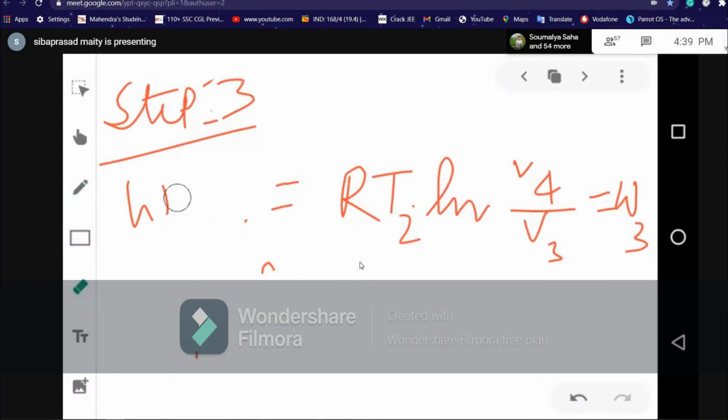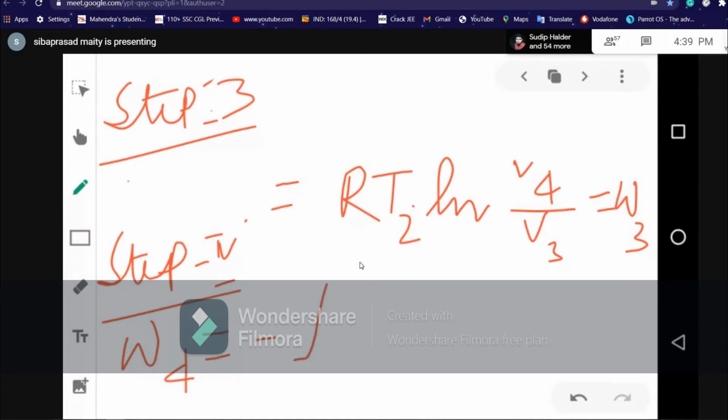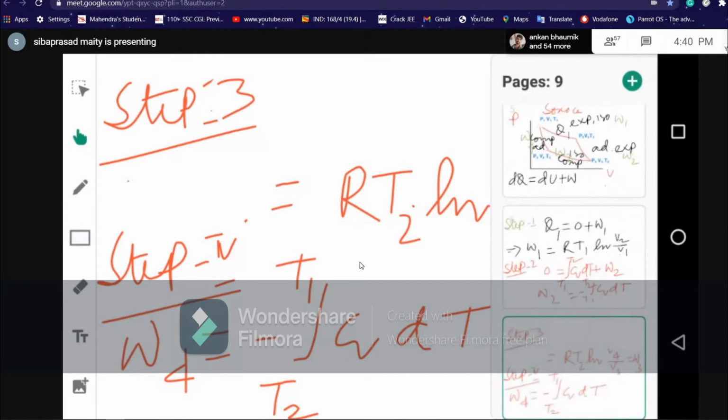The last step is step 4, adiabatic. So W4. As usual, that was T1 to T2, it will be T2 to T1, the reverse process of CvdT. Third is the reverse of the first. Fourth is the reverse of the second. Isn't it? So we got W3, W4, and in the previous one W1 and W2, right?